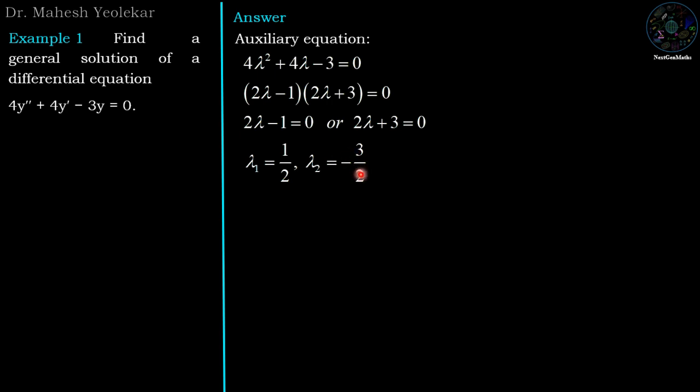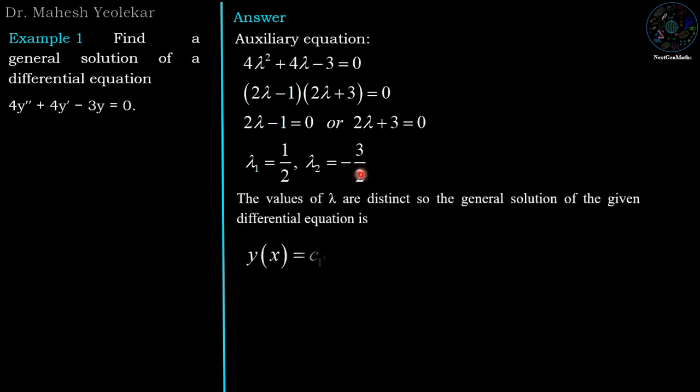These are real and distinct solutions. Therefore, y equals c1 e^(λ1 x) plus c2 e^(λ2 x). Here λ1 equals 1/2, so y equals c1 e^(x/2) plus c2 e^(-3x/2). It is the general solution of the given differential equation 4y'' + 4y' - 3y = 0.